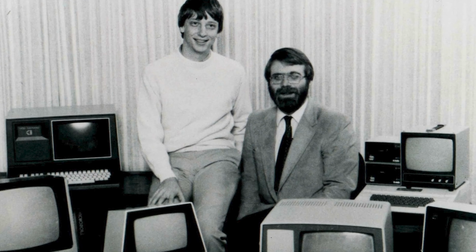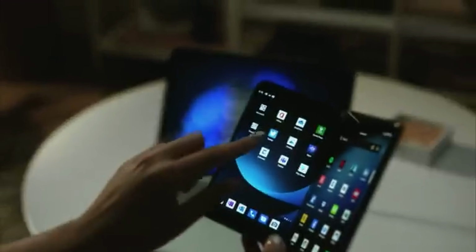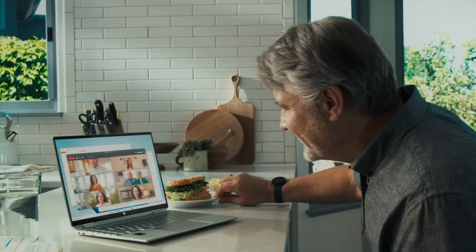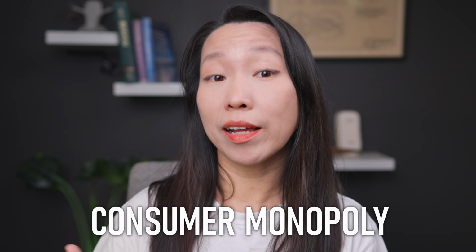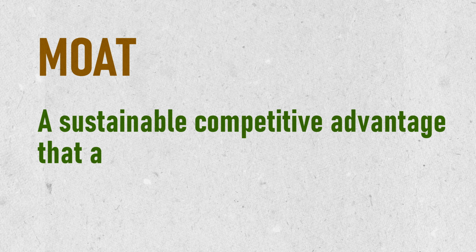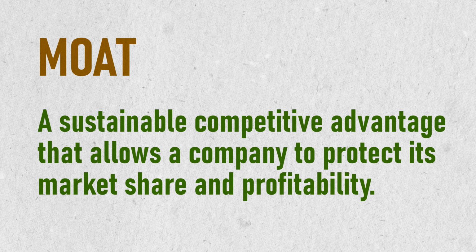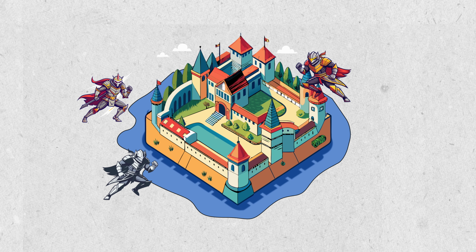For example, back in its early days, Microsoft dominated the personal computer operating system market. Even as of 2024, its desktop Windows software still held a market share of 72%. When Buffett talks about consumer monopoly, he's referring to a somewhat different moat. A moat is essentially a substantial competitive advantage that allows a company to protect its market share and profitability. It's like a castle's moat that keeps competitors or invaders at bay.